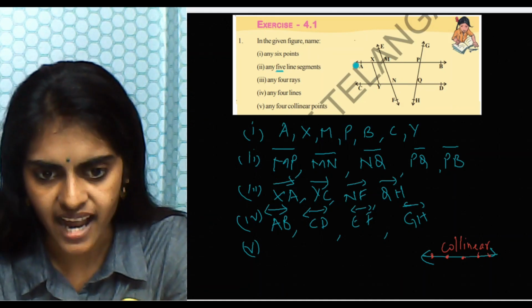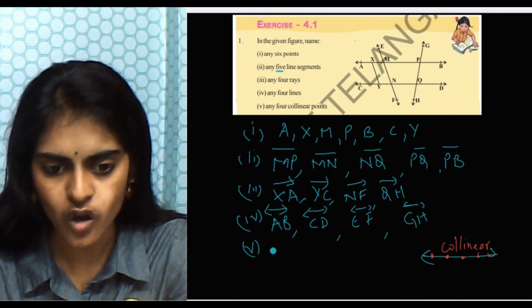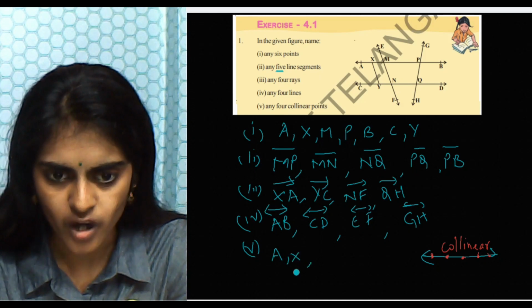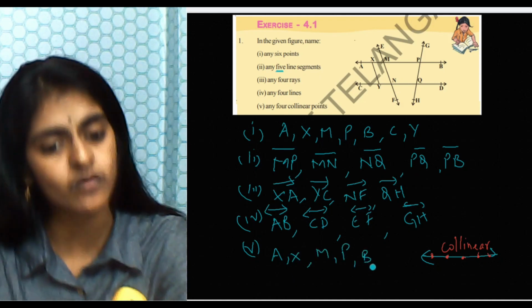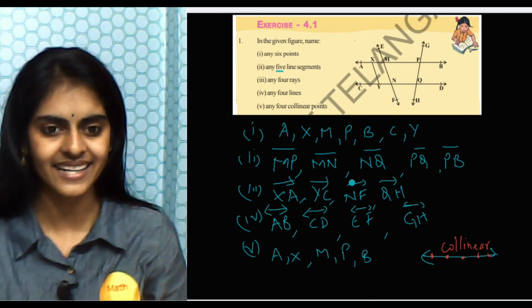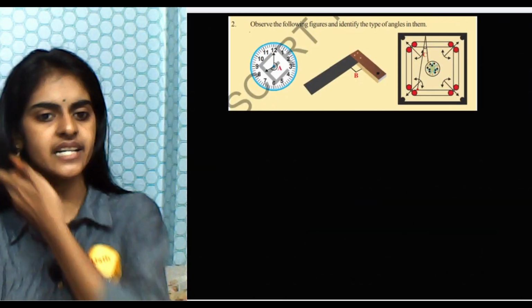See, I am taking this line AB. So on AB I have A, point X, point M, point P, point B. So all these points are what? They are collinear. Clear? Let us move to the next question now.